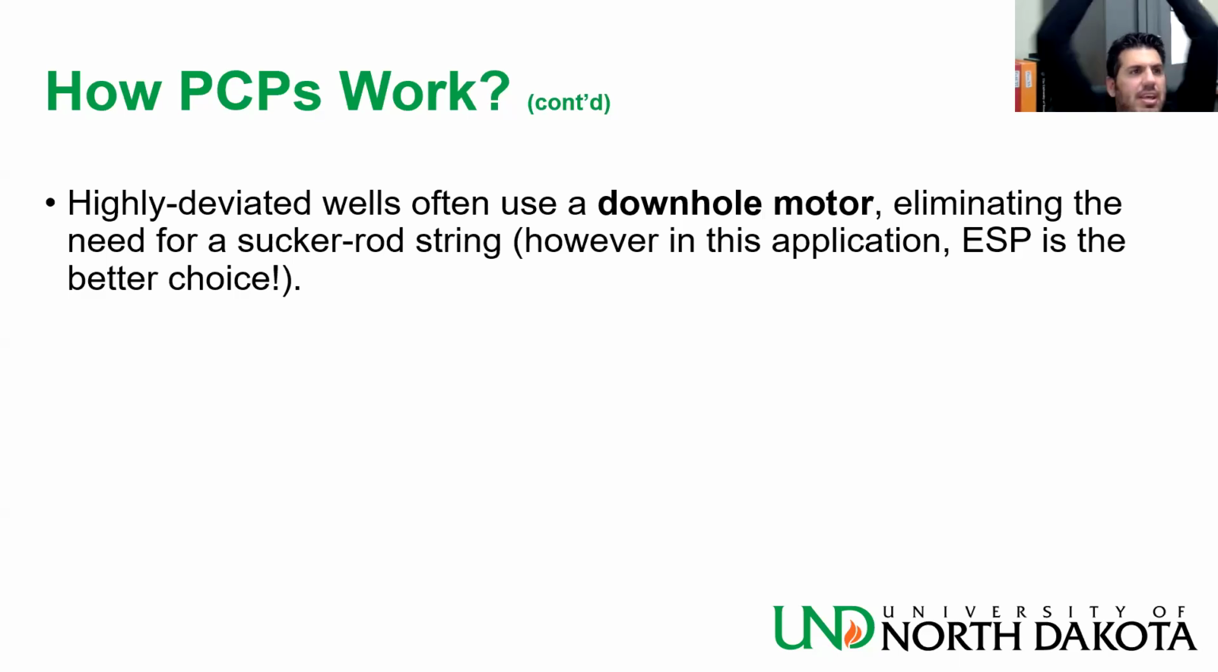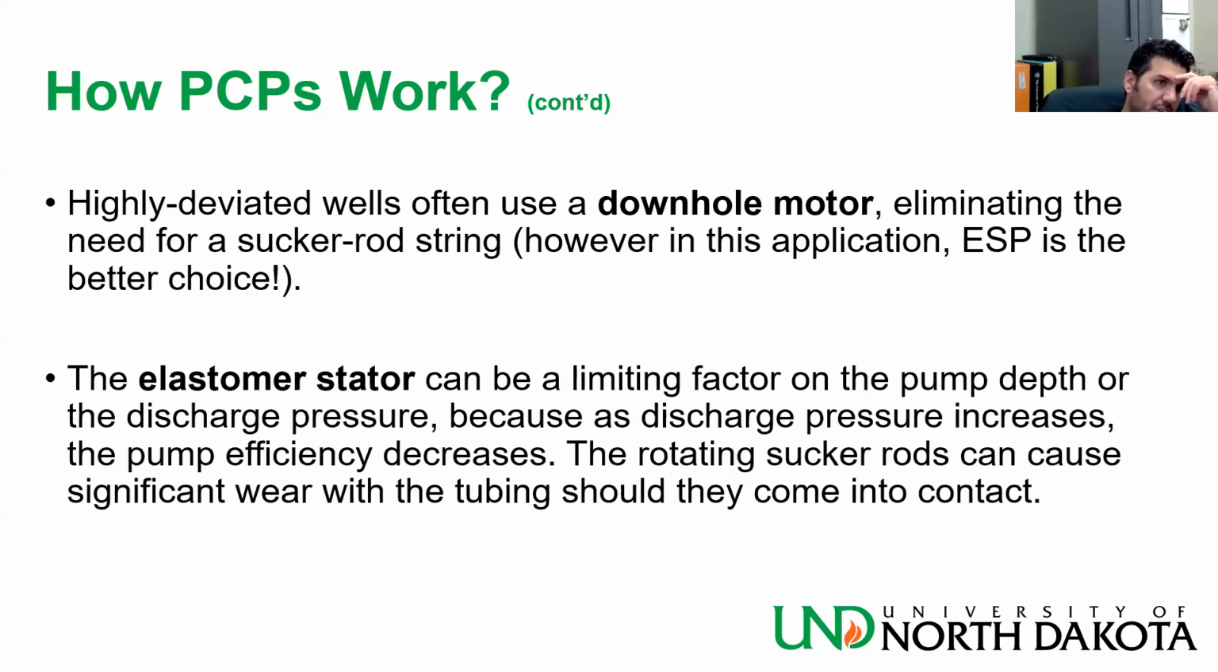Yeah, ESP is better for inclined, highly deviated wellbores. The elastomer stator can be a limiting factor on the pump depth or the discharge pressure, because as discharge pressure increases, pump efficiency decreases. The rotating sucker rods can cause significant wear with the tubing should they come into contact, and they will come into contact. It will heat up, the elastomer will start melting, and then at that point you start either leaking or you need a new pump downhole.